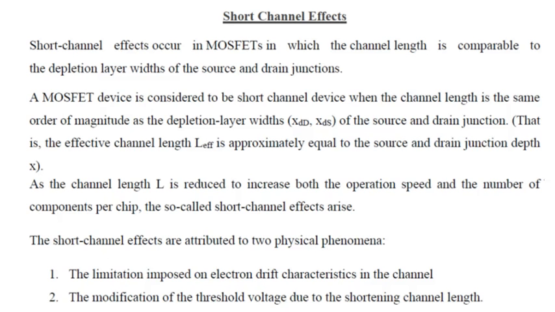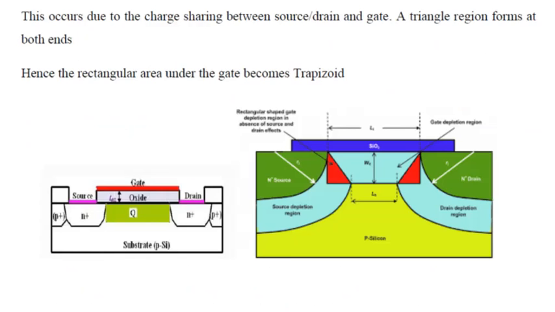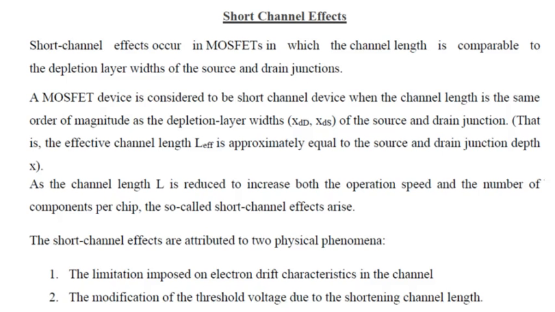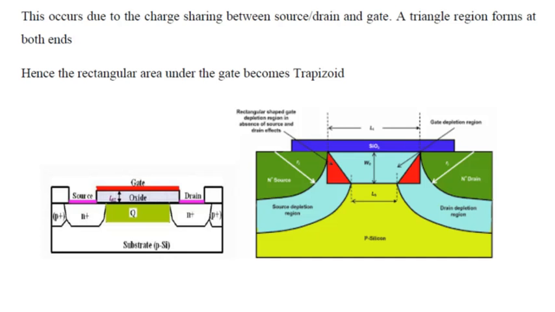So we can see what are the different short channel effects that happen in a MOSFET. This occurs due to the charge sharing between the source, drain and gate. A triangle region forms at both ends, hence the rectangular area under the gate becomes a trapezoid. So due to this charge sharing, the modification of the threshold voltage or the limitation on drift motion will happen, and instead of the rectangular area under the gate, it becomes a trapezoid.